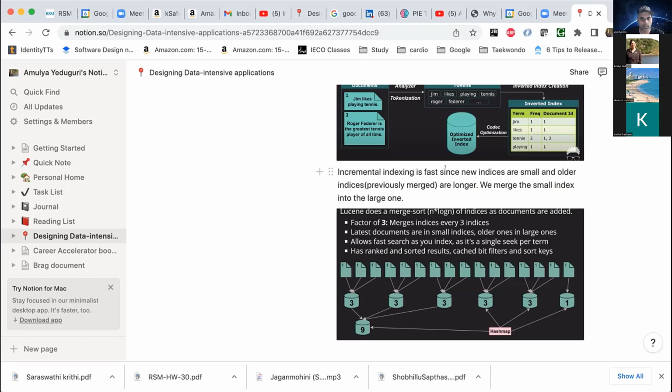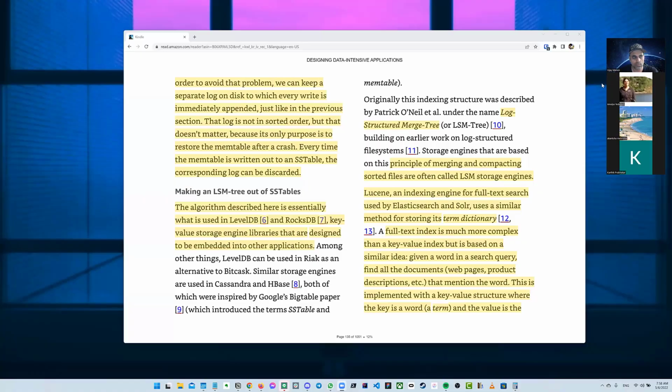So coming back to, okay, let me stop the share. I think what we were at is that log structured merge tree implementation in Elasticsearch, right? So this is a different level of, basically, keeping the key values in memory.